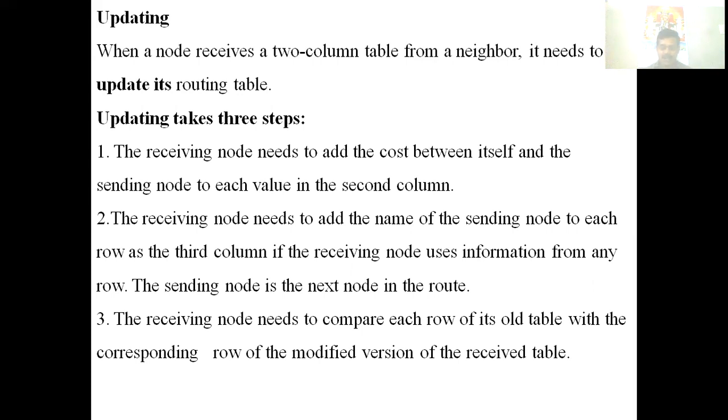First, it has to add the cost between itself and the sender node to the second column. Second, if the receiving node is using the information provided by the sender node, then it has to use the name of the sender node in the third column of the routing table. The third step is that the receiver node has to compare its own routing table, what it previously had, with the new routing table. So these are the three steps it has to do for updating.